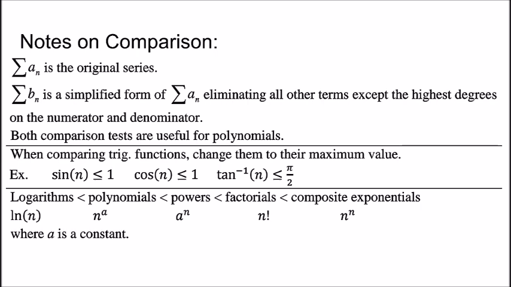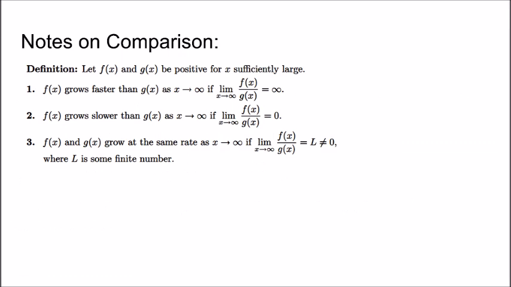Notes on comparison. When comparing trig functions, change them to their maximum value to make them easier to compare. Also, the order of function rates is logarithms are less than polynomials, which are less than powers, which are less than factorials, which are finally less than composite exponentials. If you are ever in doubt over which is greater, there is a simple test to determine which function grows faster using limits, which you can see on the slide.